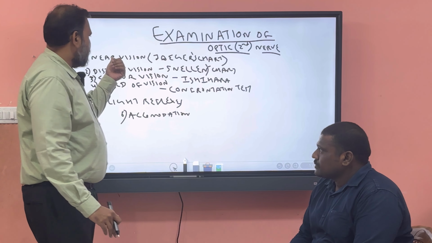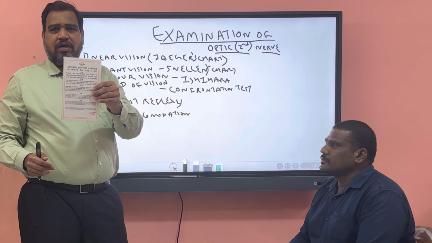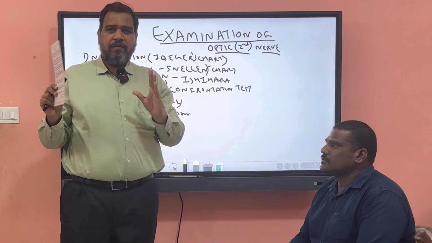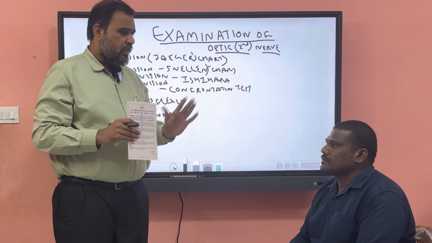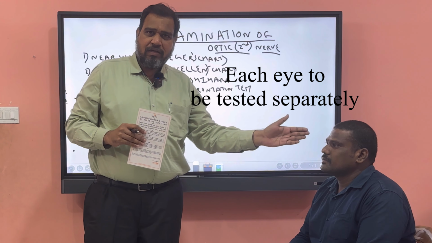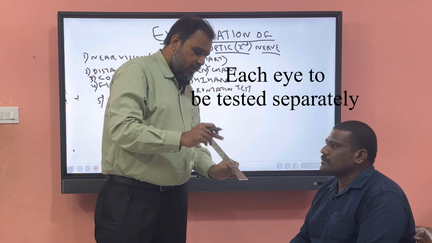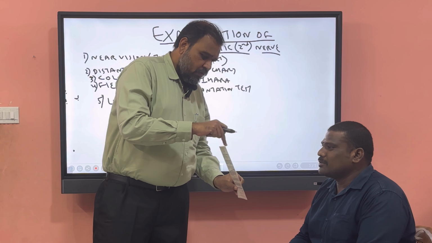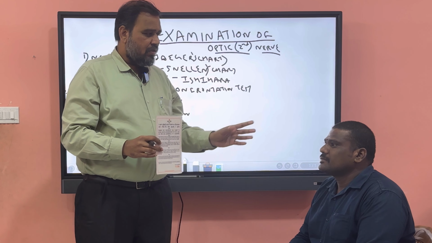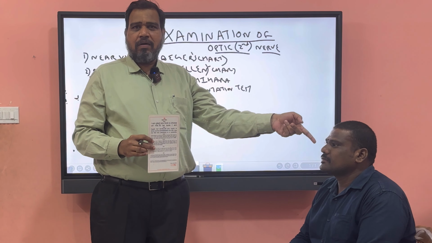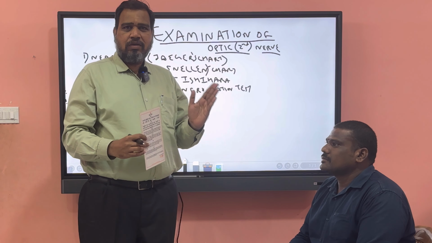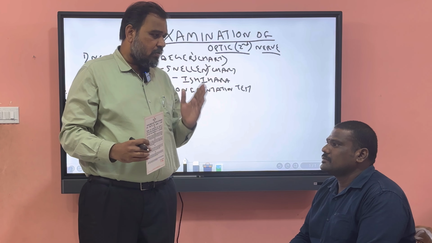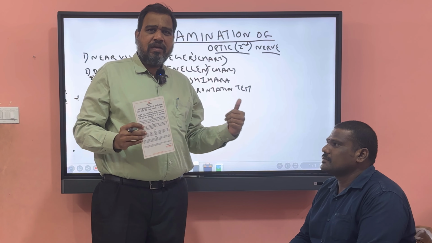So now I am going to do near vision. For near vision I will be using Jaeger's chart, and the rule to be followed here, please remember, is that each eye should be tested separately. For example, if I do like this, read this. Okay, this is wrong, because one eye may be normal, one eye may be abnormal, but he is able to read. So always see to it that one eye is closed. Now I am going to examine the near vision of his right eye.